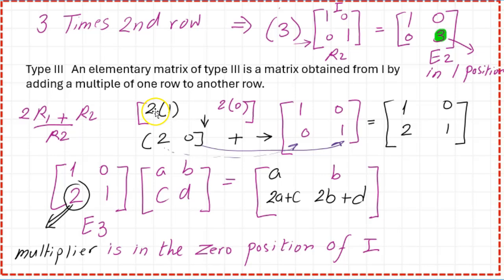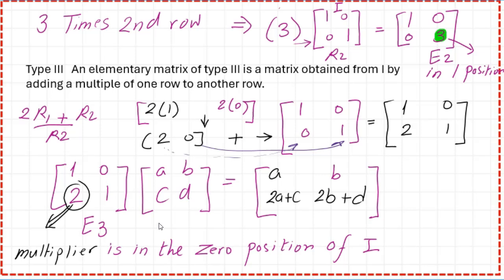So this is 2 by 1, it will become 2, and 2 by 0, it will become 0. Add it to the second row. The second row in the identity matrix is 0 and 1. So 2 plus 0, it will become 2, and 2 multiplied by 0 plus 1 will become 1 here. There is no change in the first row. So the identity matrix for the type 3 operation will become 1, 0, 2, 1.